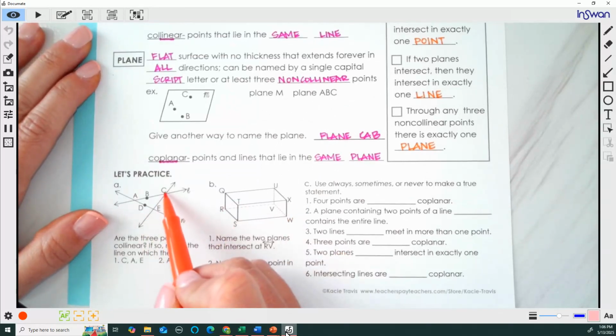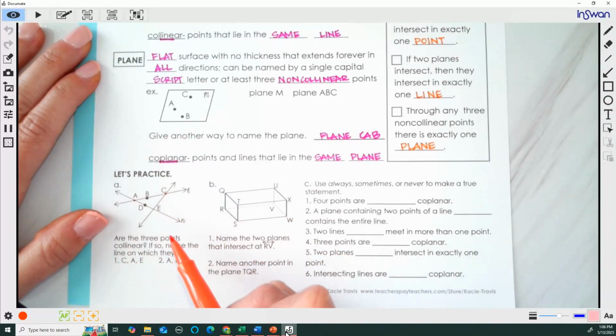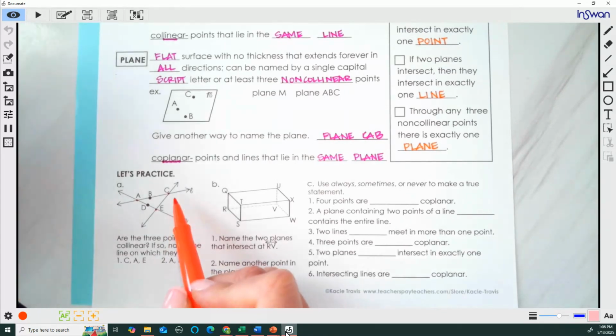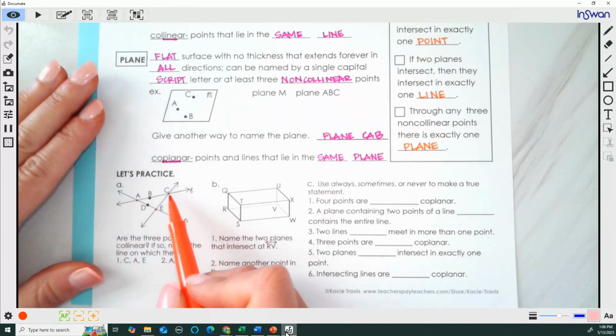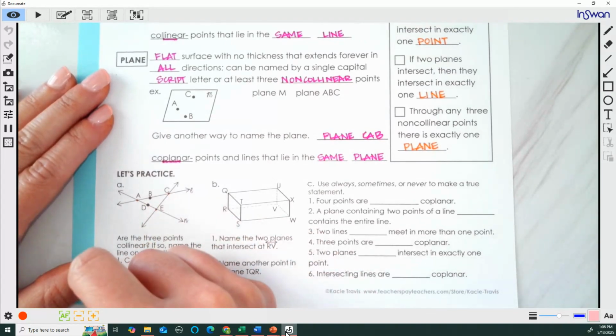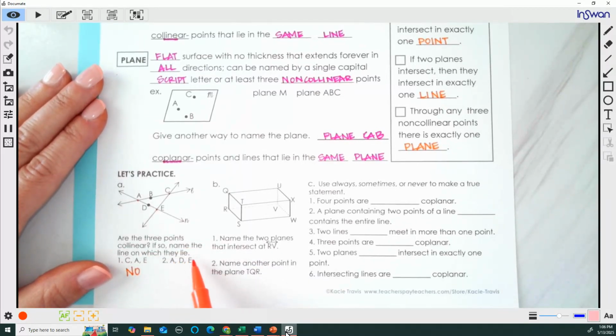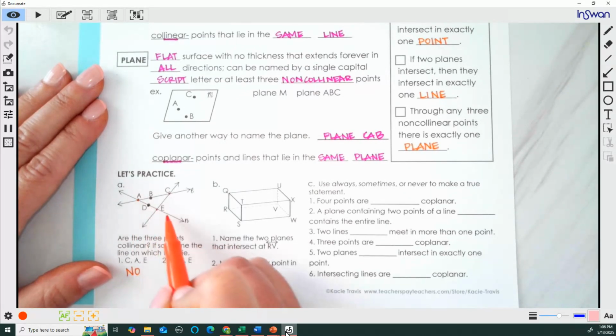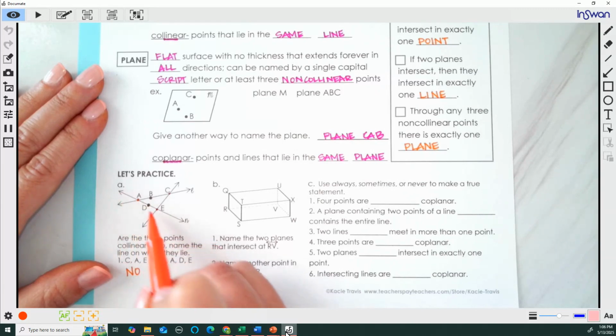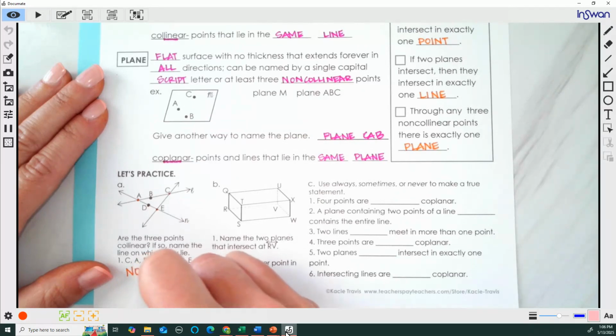So point C is here, point A is here, and point E is here. And so we need to see, do they lie in a line? And so C, A, and E, we can see that no, they do not. Now let's look at number 2, A, D, and E. We have A here, D here, and E here. These 3 points do lie in the same line. They are collinear, and it asks us to name the line on which they lie. It is line N.